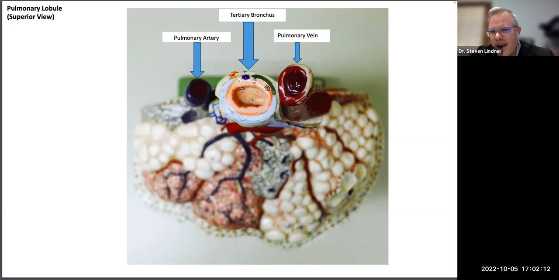When we come back, we'll take a look at some of the blood vessels.